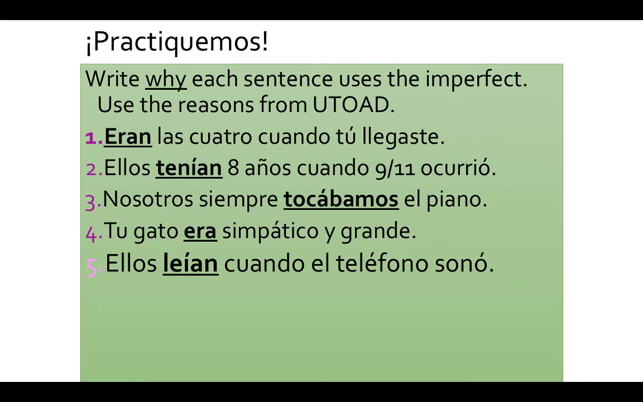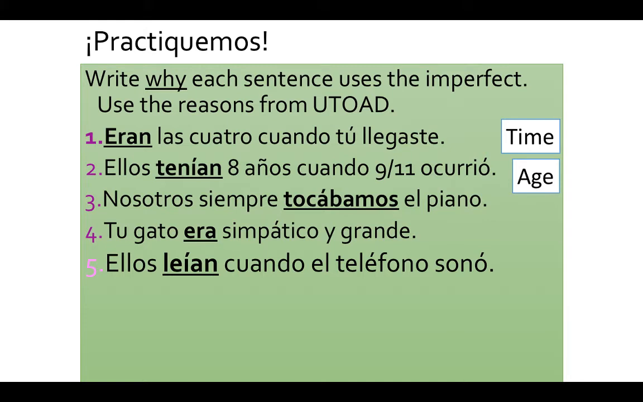So just like before, I'm going to give you a series of events here. And we're going to go through and talk about why these are going to be imperfect from UTOAD. So, eran las 4 cuando tú llegaste. So it was 4 when you arrived. Why might we use the imperfect from UTOAD? What reason did you say? Yeah, hopefully T, time. Ellos tenían 8 años cuando ocurrió el 11 de septiembre. So when 9/11 occurred, they were 8 years old. Why might you use UTOAD here? Yeah, hopefully age. Age is what you're saying.